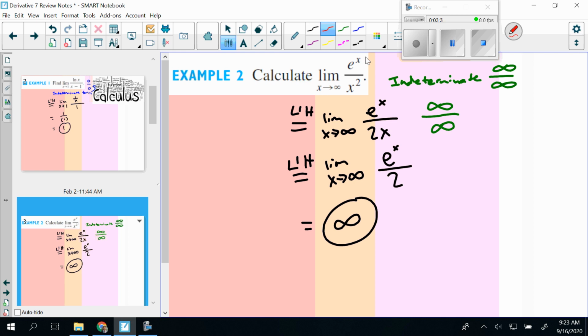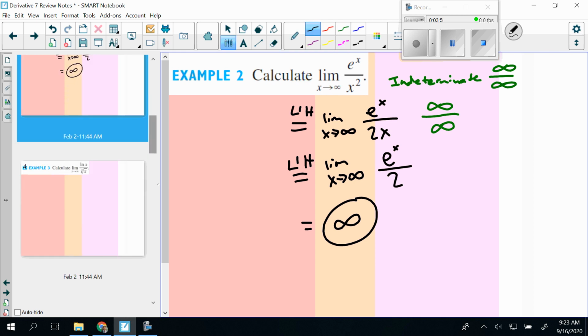One way to see that too, just looking up here, is which function is going to win out or get large faster. Something to an infinity power is going to go up faster than infinity squared. Since the top's getting bigger faster than the bottom, this will keep getting big.